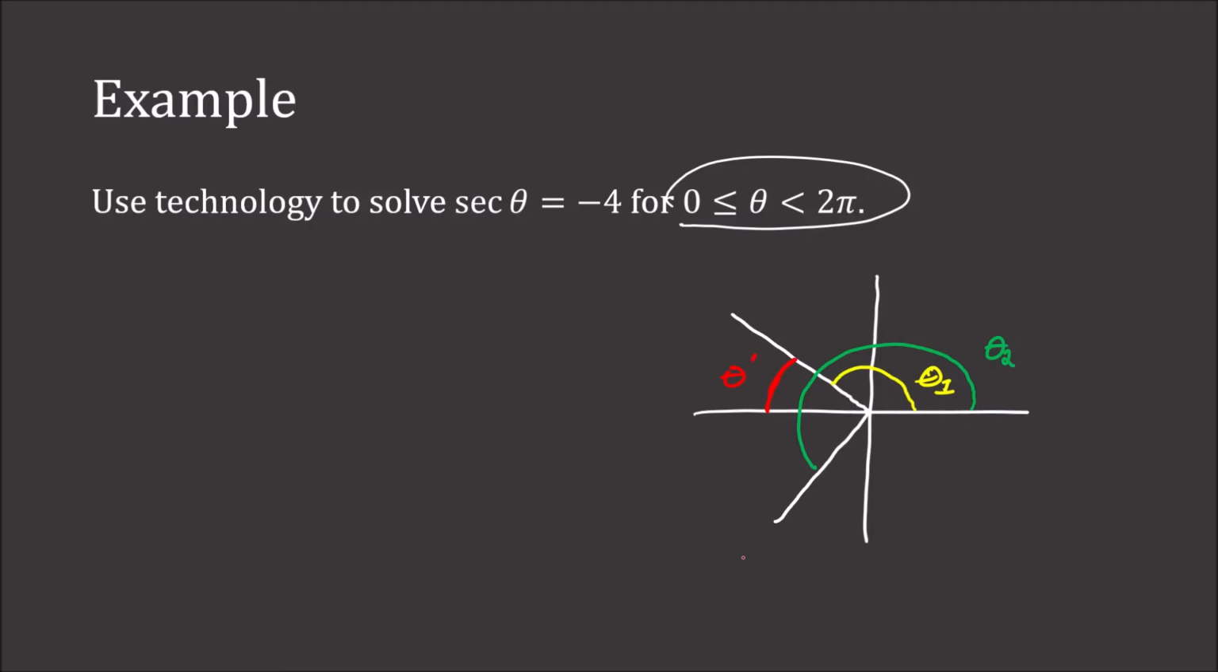Now, if we look at this, theta prime is pi minus theta 1. Now, if we look at theta 2, it's going to be pi plus theta prime, right? Because the reference angle here is going to be the same as the reference angle down here. Why? Because it's the same value, -4. We can now plug in theta prime. So it's pi plus pi minus theta 1. So this winds up being 2 pi minus theta 1. So once we find our theta 1 using technology, we then will do 2 pi minus it to get our theta 2.